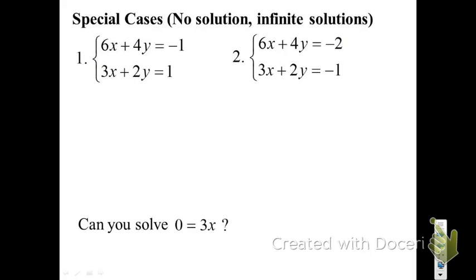I talked about this yesterday, but as a review, can you solve 0 equals 3x? Yes, you can. What you would do here is you would divide both sides by 3. So the 3's would divide out, and 0 divided by 3 is 0, so x is 0. So yes, you can solve it and get an answer. Second one, can you solve 0 equals 3? And the answer to this is no, because these are not equal, and this is what would indicate that there is no solution.